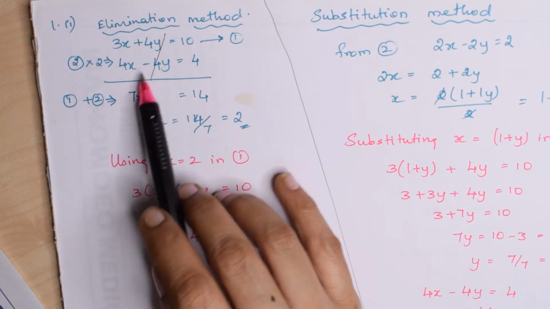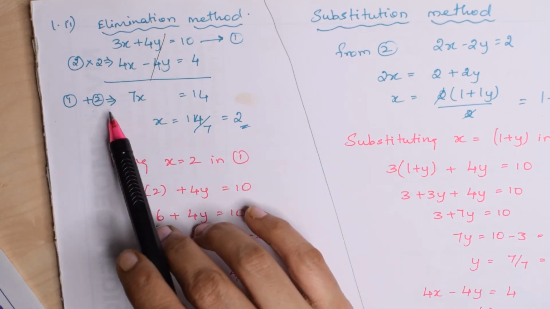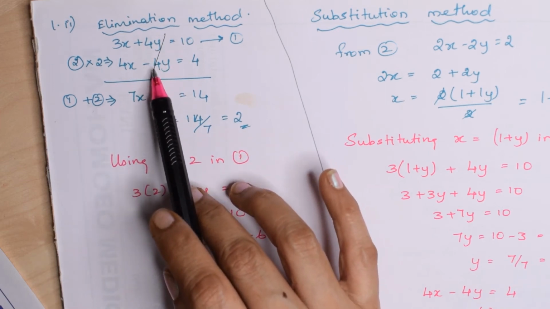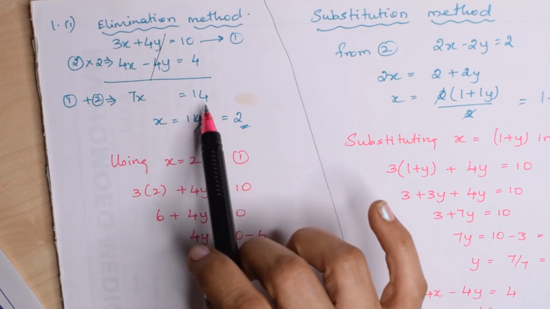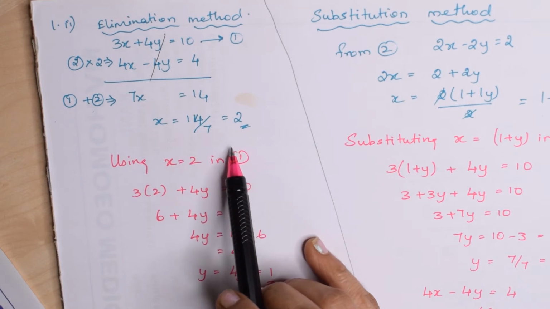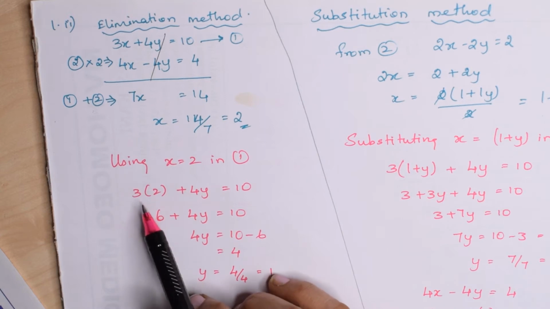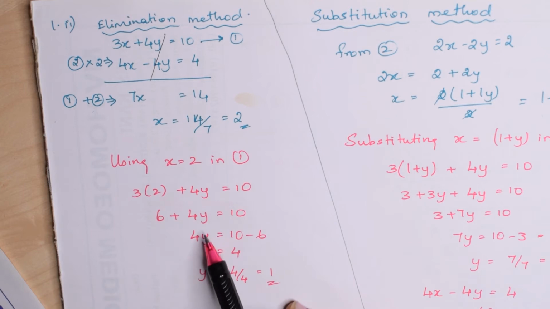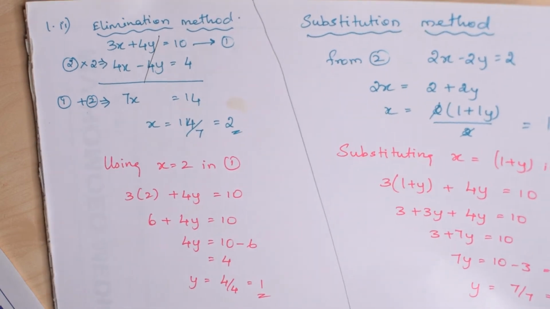And again I am adding, as the symbols are different, I am adding the equations. In the last sum we subtracted, the symbols were same, so I subtracted. Here both the symbols are different, so I am adding the equations. The y term got cut, and I have 7x is equal to 14, so x value is equal to 2. I am using the x value in any of the equation. I have used it in the first equation here. 3 into, in the place of x, I used 2 plus 4y is equal to 10, and I find y is equal to 1.